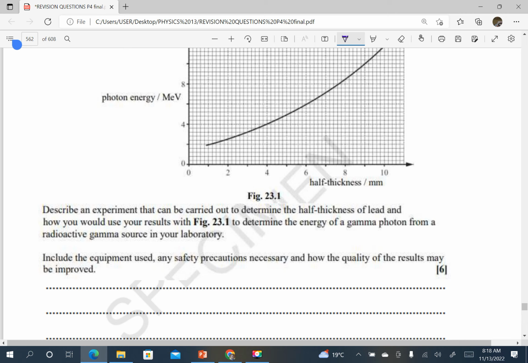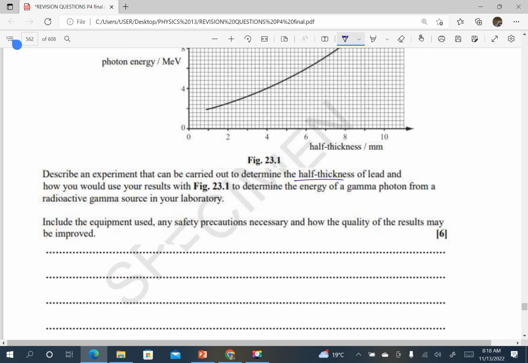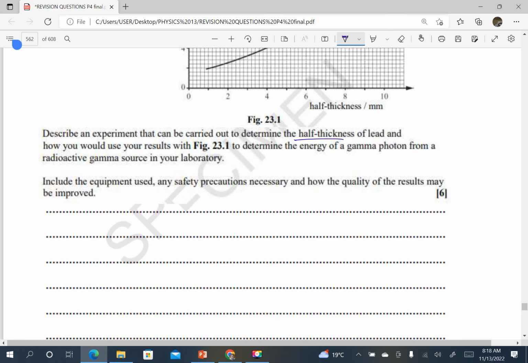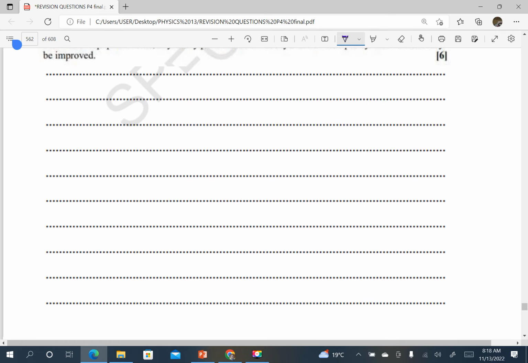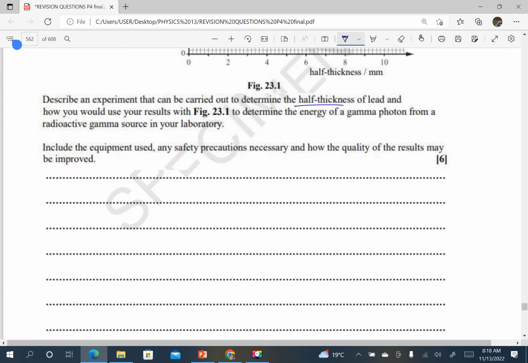Describe an experiment that can be carried out to determine the half thickness of lead and how you would use your results to determine the energy of the gamma photon from a radioactive gamma source in your laboratory. Include the equipment used, any safety precautions necessary, and how the quality of the results may be improved. So this is more of a planning question, but we shall still get a clue about it.